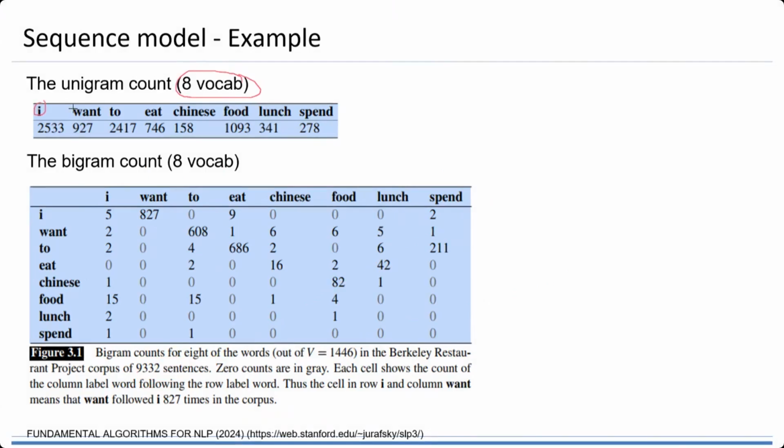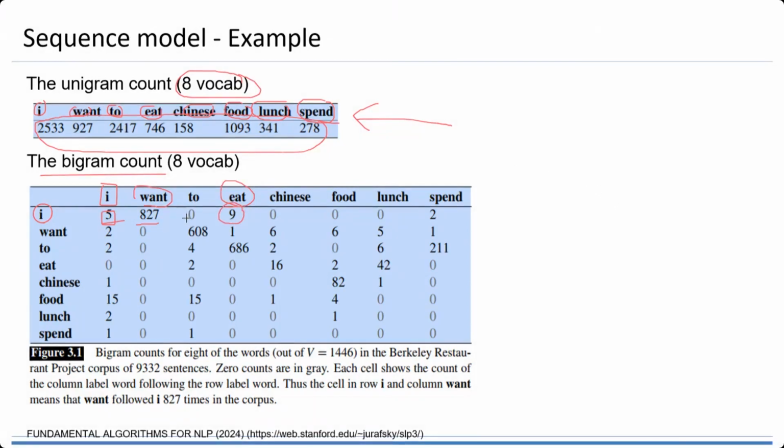So the words: I want to eat Chinese food, lunch, and spend. So the unigram shows like this one. Okay, you already know from the previous example about the unigram. What about the bigram? So the bigram means how many word appears and it follows with another word. So here there are some word I follows with I. Five. I follow with 1, 827. I follow with it, 9. Okay, and so on.